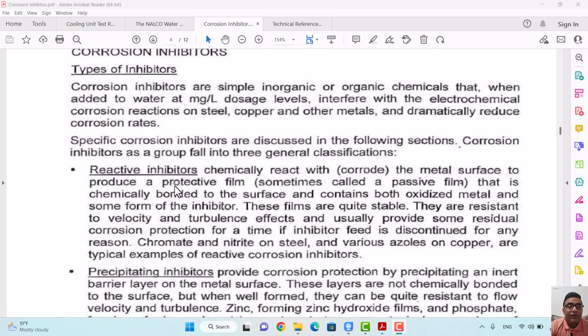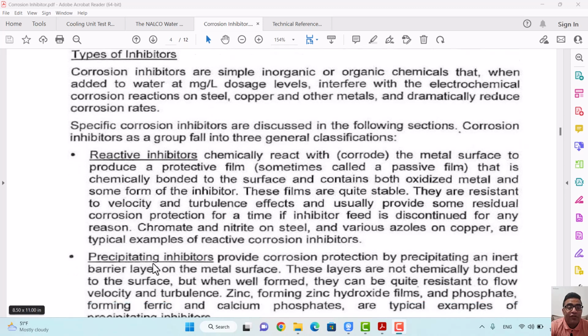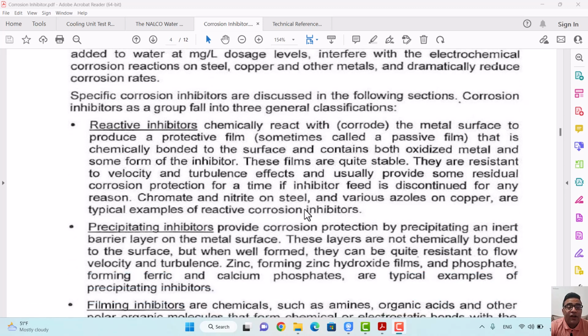Reactive inhibitors chemically react with the metal surface to produce a protective film that is chemically bonded to the surface and contains both oxidized metal and some form of the inhibitor. These films are quite stable, they are resistant to velocity and turbulence effects, and usually provide some residual corrosion protection for a time if inhibitor feed is discontinued for any reason. Chromate and nitrite on steel and various azoles on copper are typical examples of reactive corrosion inhibitors.